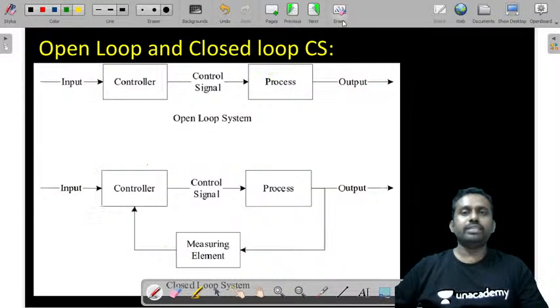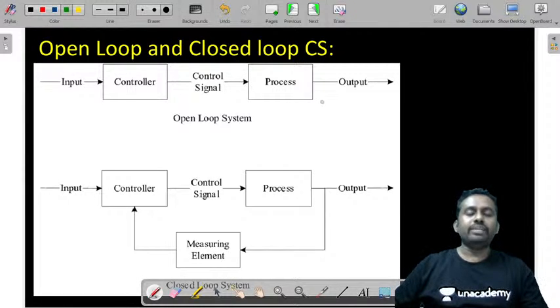So the major difference between an open loop and a closed loop system is that in an open loop system the feedback does not affect its input for error correction, whereas in a closed loop system the feedback is given as input again for error correction.